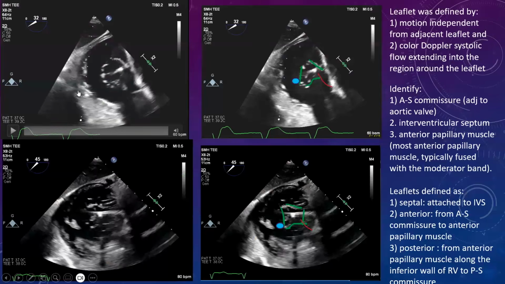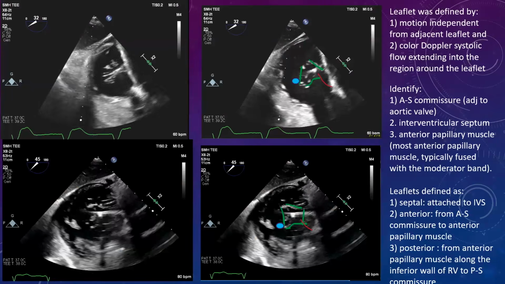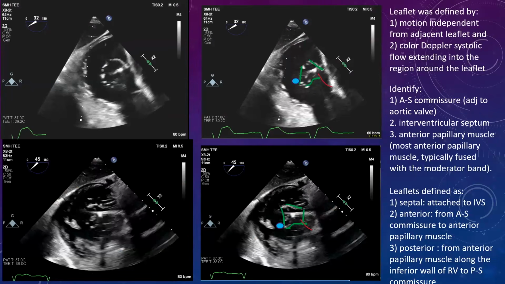So just to explain how we decide what leaflets we have. First, the leaflets are defined. We look at the picture and ask, is there independent motion from the adjacent leaflet? So is this truly a leaflet versus just a scallop? And then is there color extending into the region in between what we call the commissures? Then the commissures are identified. So the anteroseptal commissure is identified, and then the interventricular septum is identified, and then the most anterior papillary muscle is identified. And so sometimes you have to use multiple views in order to figure that out. It's like looking more into the RV, deeper, not at the leaflet tips.